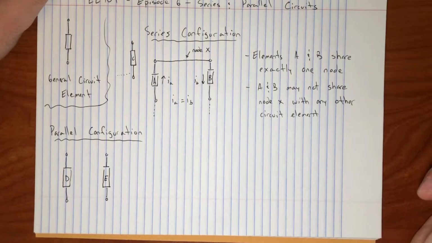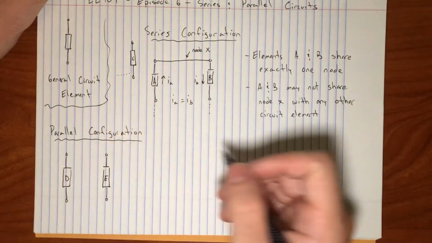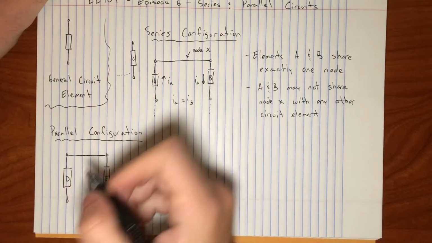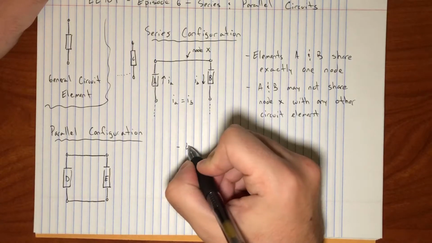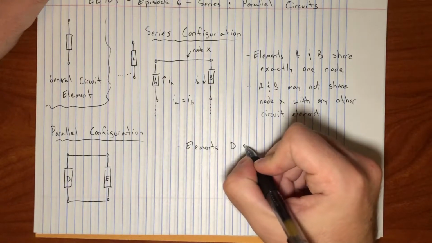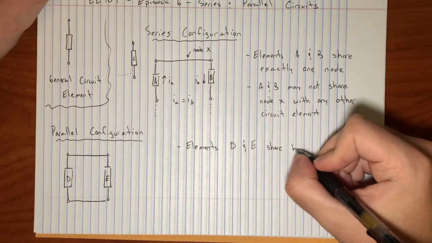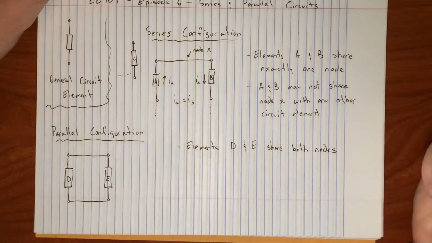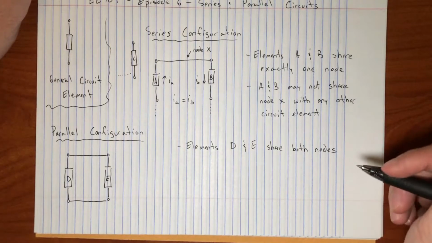So now the rules for a parallel configuration are as follows. First, let me just start by connecting them in parallel. So I'll connect these elements like this. And now let me write the rule here. Elements D and E share both nodes. And that's really all there is to it. It's actually simpler than the series configuration.